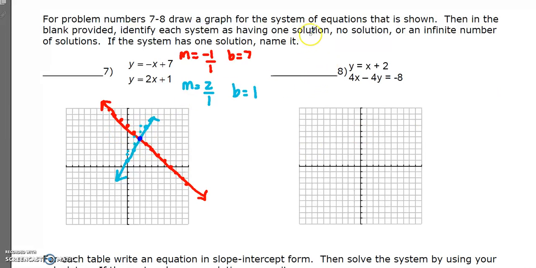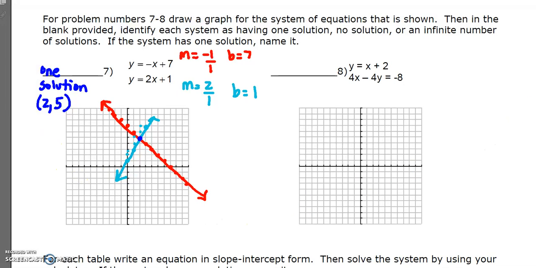So as far as one solution, no solution, or an infinite number of solutions, it definitely has one solution. So I'm going to write one solution. And then it did say if it has one solution to identify what it is. So I'm going to name it. Let's see. It goes over 2. And then we went up 1, 2, 3, 4, 5. So (2, 5) would be my answer for number 7. So let's try number 8.